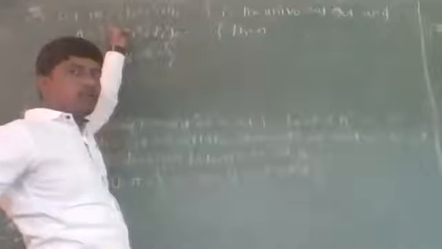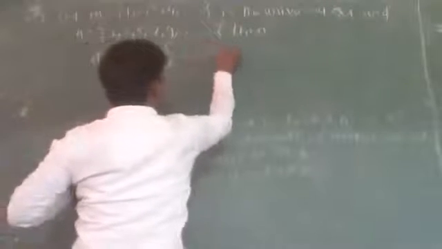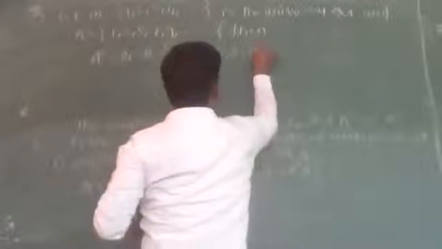Now A complement contains all those elements which are members of the set of natural numbers but do not belong to set A. Therefore, only the even numbers are members of set N which do not belong to set A. Therefore, the complement of set A contains all the even numbers.